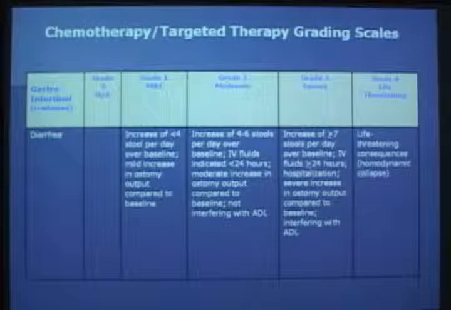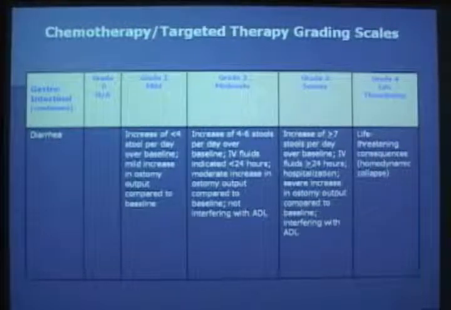Diarrhea is always a big topic to cover, and it's difficult to grade. These are very specific under diarrhea. For grade 1, you have to have an increase of stools less than 4 per day to a mild increase of their ostomy compared to what is normal for them. Grade 2 is an increase of 4 to 6 stools per day over their usual. Perhaps they may need some IV fluids or not, but it's usually less than 24 hours.